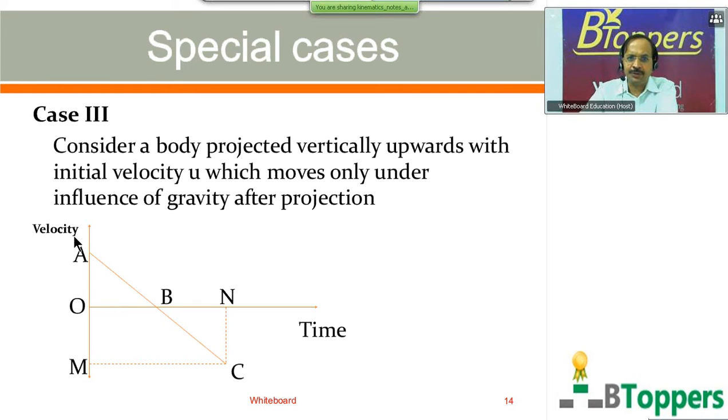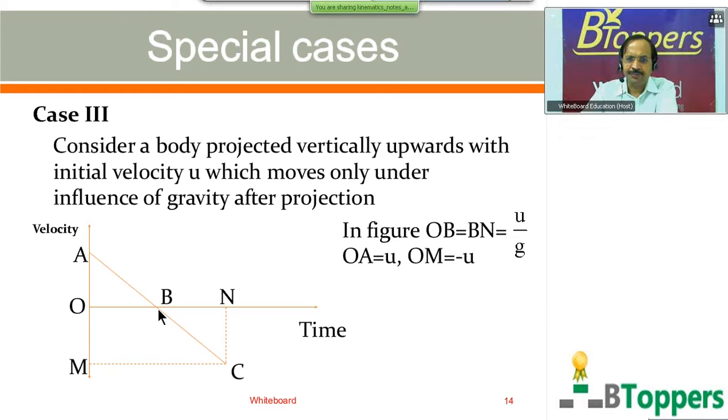Consider a body projected vertically upward with initial velocity u, which moves only under the influence of gravity after projection. So the velocity time graph is shown in the figure. The line ABC represents the velocity time graph. The line AB is the graph for upward motion or ascent. The line BC is the graph for downward motion or descent. In the figure, OB is the time of ascent, BN is the time of descent, each equal to u by g.